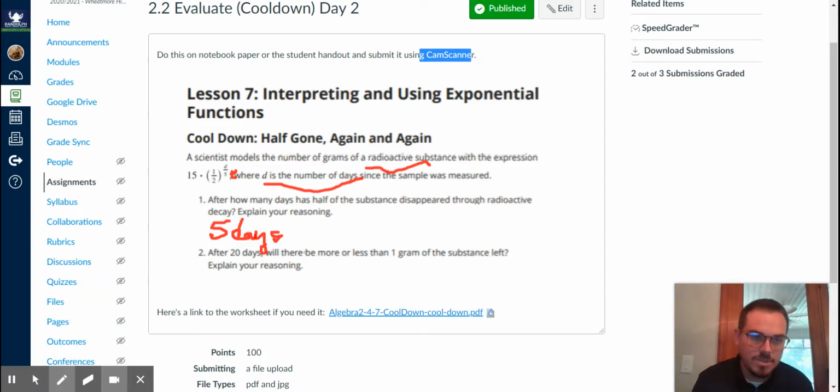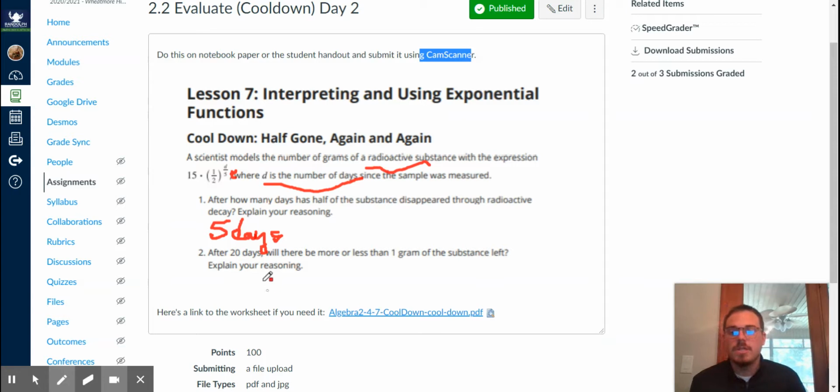And I'm not going to type it out, but for you to explain your reasoning whenever you write it down, don't just put 5 days. Put because we know that an entire half-life, or half of the substance being decayed, is going to happen after 5 days. One full cycle showing in the division of the exponent shows us a full cycle is 5 days. Okay, so that's how you get it.